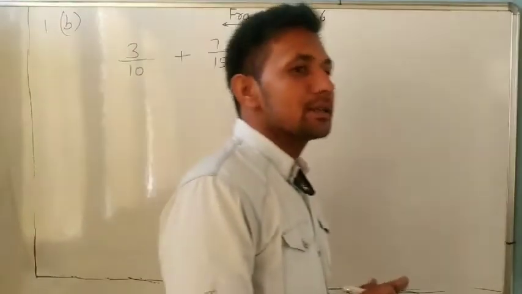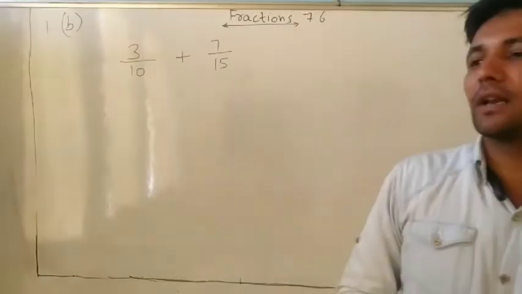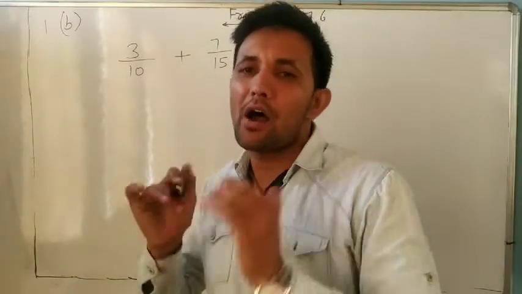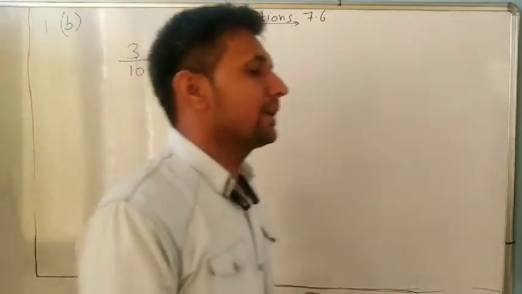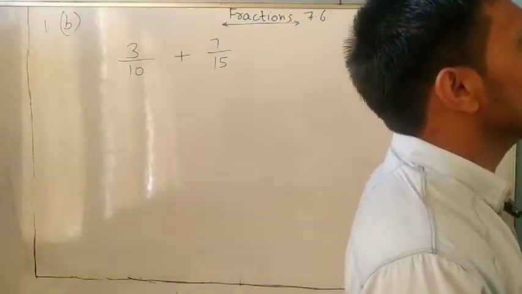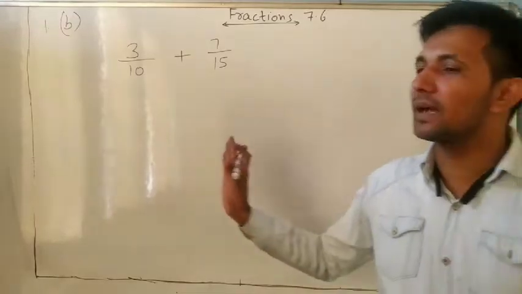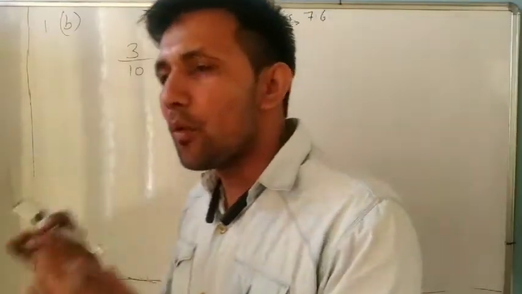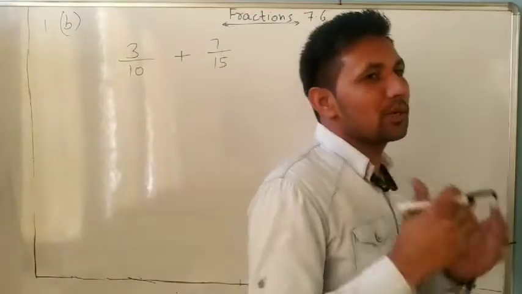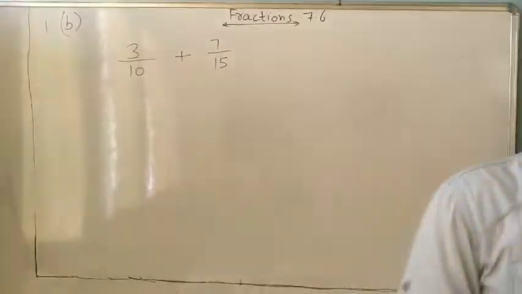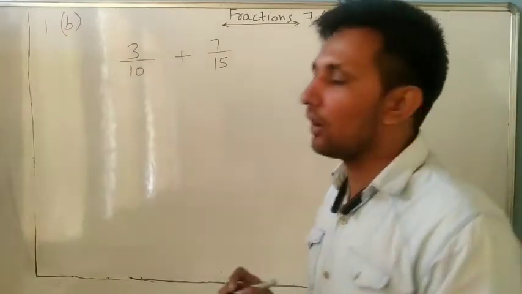Exercise 7.6. In the previous class, we learned how to add a fraction. Now we learn how to add unlike fractions. The method to add or subtract like and unlike fractions is the same. How to add? Look again, same as it is.